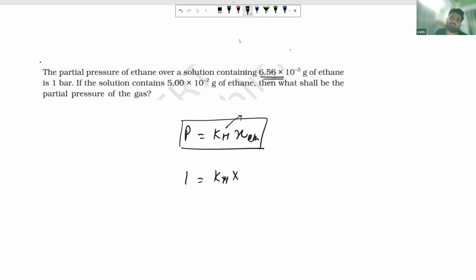Because you know that the mole fraction of ethane will be very, very small in our solution. So for a very dilute solution, especially in the case of gases, we can consider the mole fraction of ethane as the number of moles of ethane divided by the number of moles of the solvent, the water.